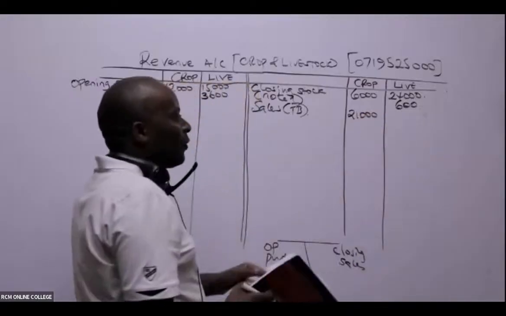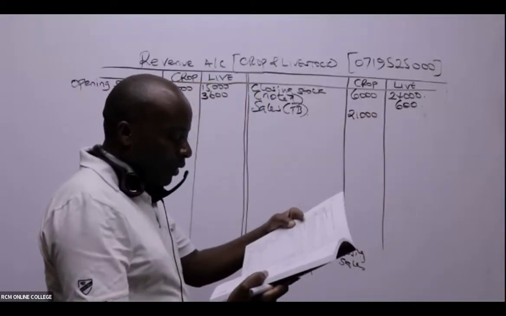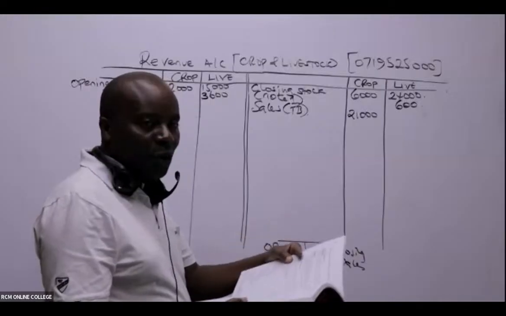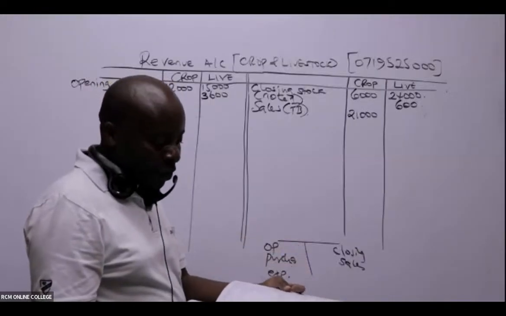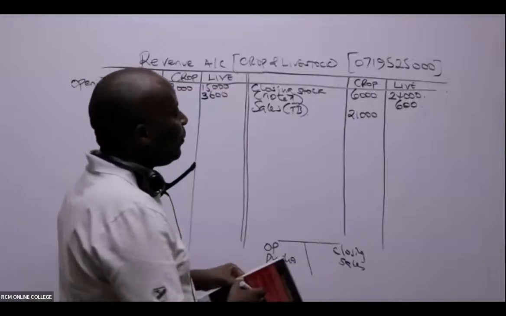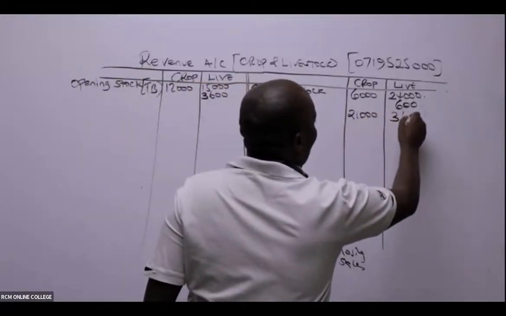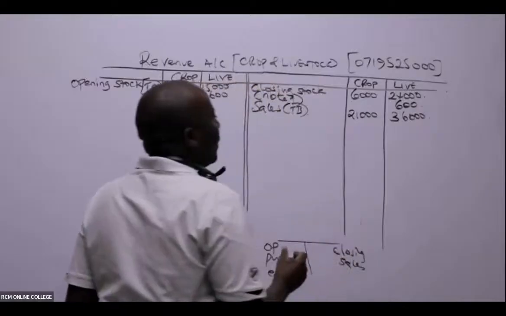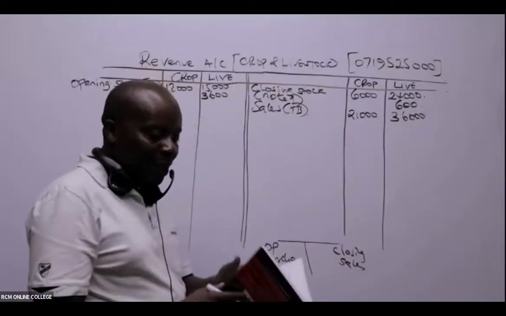Sale of livestock, that is cattle. Cattle is another term for what? Your livestock. Cattle, 36,000. And then we have here sales of carcasses.